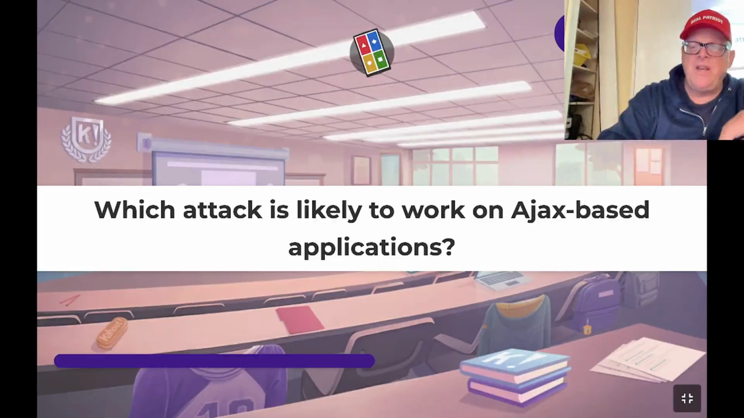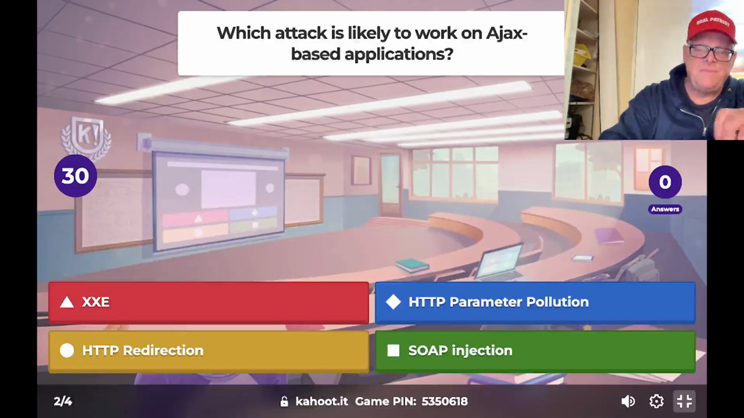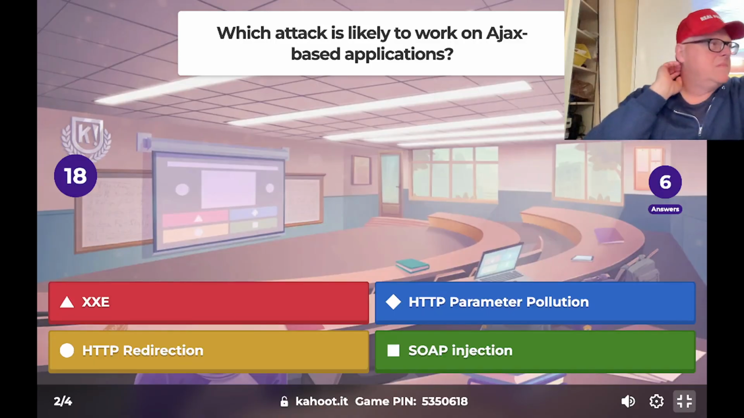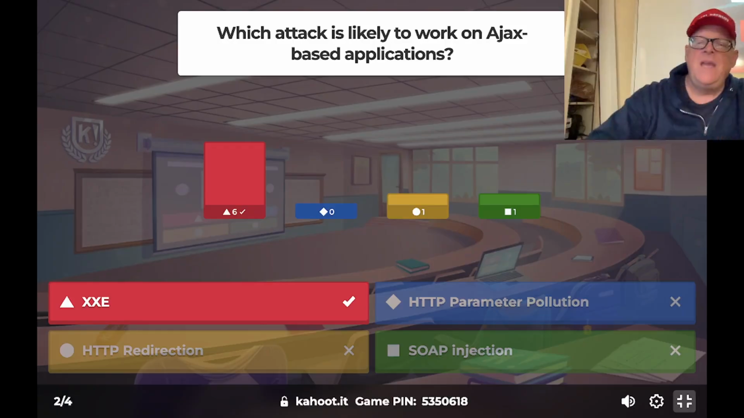All right. Which attack works on Ajax-based apps? AJAX stands for asynchronous JavaScript and XML. So it's this XML attack that works, and it gives you powerful graphics like Google Maps, but it is therefore vulnerable to XML attacks like XML external entities.